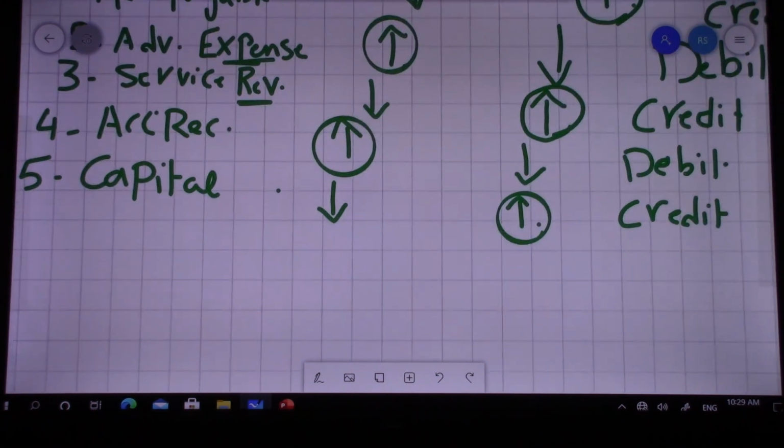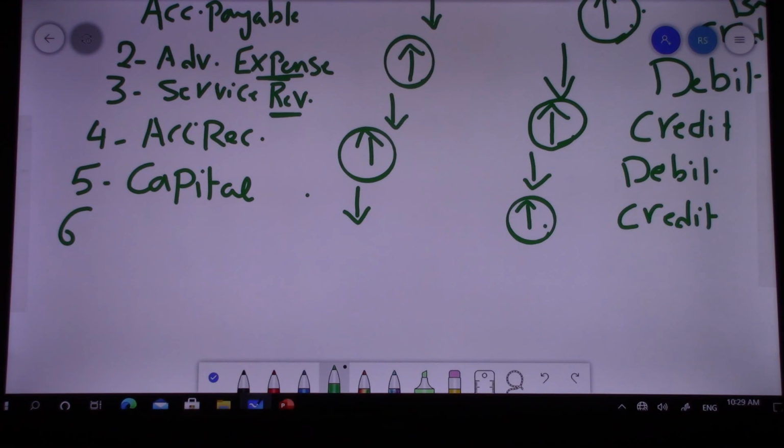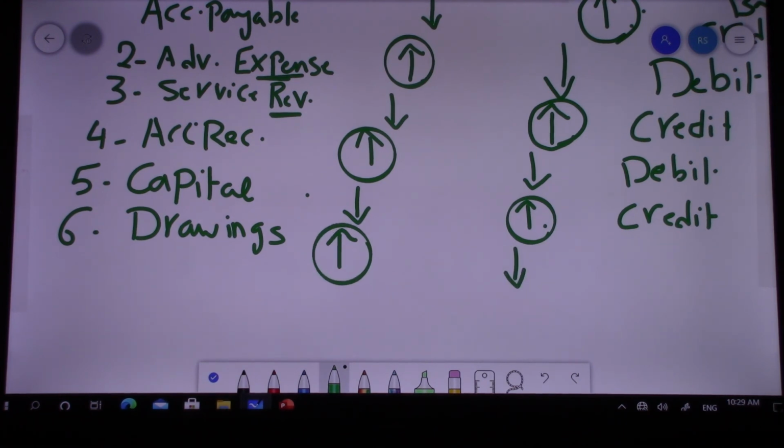Six, owner's drawings. Drawings is the opposite of capital. It increases in the debit side and decreases in the credit side, and the normal balance is in the debit side. It will be here in the debit side.